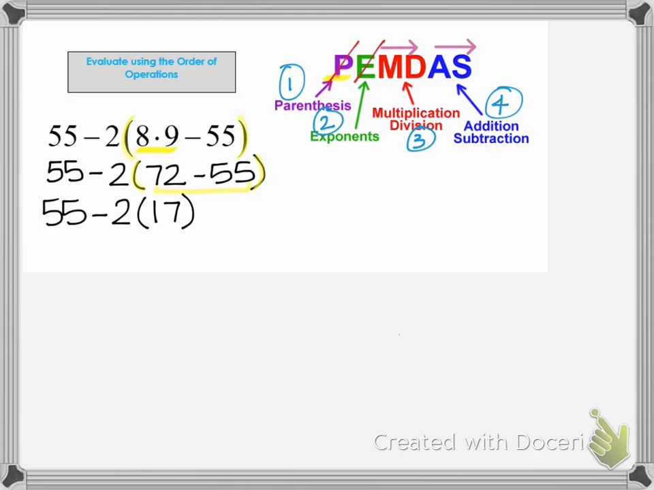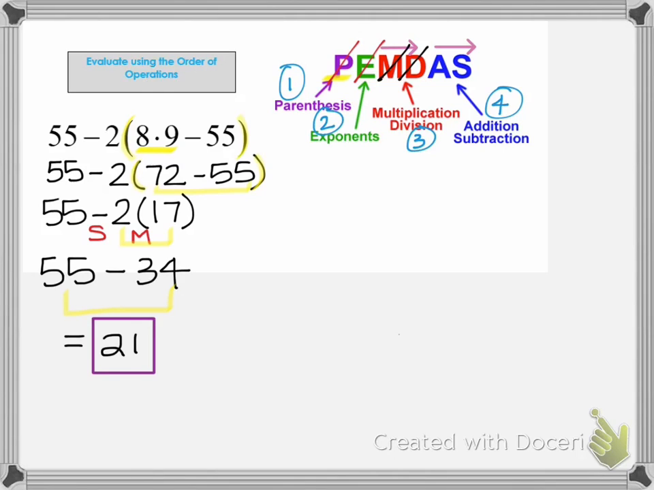So now I'm on to step 3, multiplication and division. When I look at what I have left, I have a subtraction operation and I have a multiply operation. Because when I have that 2 right next to the parentheses 17, that's not the P for parentheses step. Now those parentheses indicate multiplication. That's telling me to do 2 times 17. So I'm going to multiply 2 times 17 before I subtract. So I'm going to get 55 minus 34, and then for my last step, I'm going to move on to step 4 because I'm ready for addition and subtraction. The only thing I have left is subtraction, and 55 minus 34 is 21.